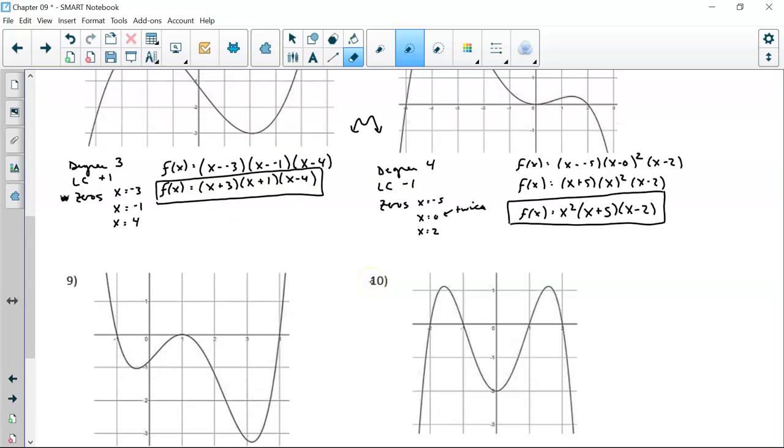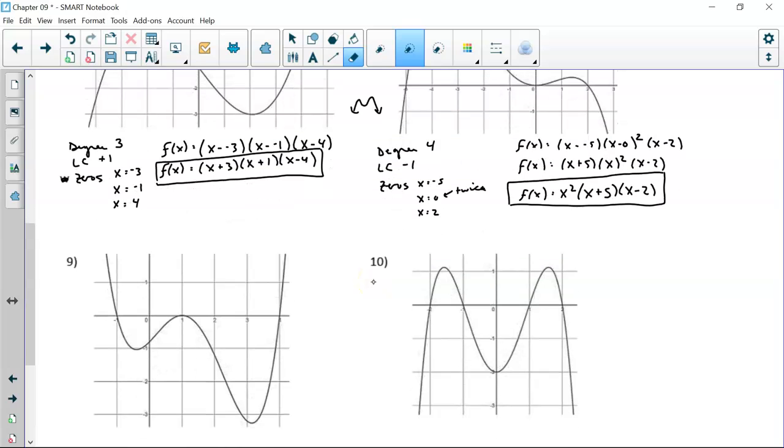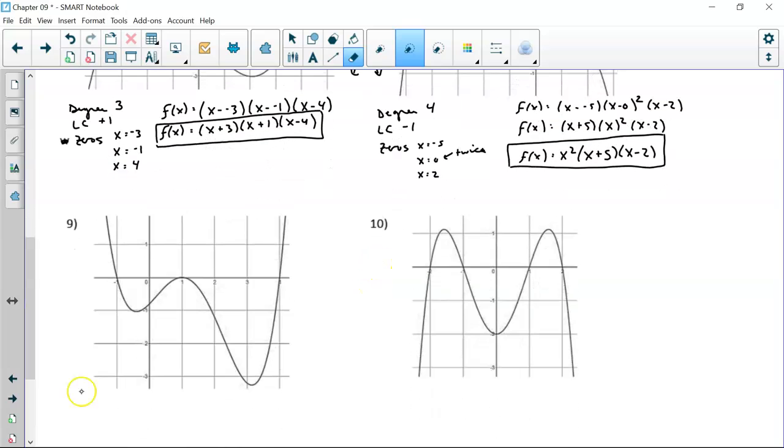Let's do another one. Now we can see this turns 3 times. Because it turns 3 times, to find the degree, you would add 1 to the turns. So the degree is 4. And because it's going like this, where they're rising left and rising right, the leading coefficient is going to be a positive 1.